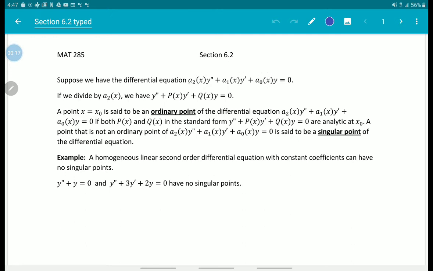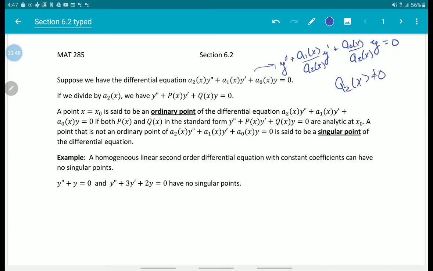If we were to divide everything by that a2, then we could rewrite this as y double prime plus a1 of x divided by a2 of x times y prime plus a naught of x over a2 of x times y is equal to 0. So that division will be valid as long as that a2 of x is not 0.